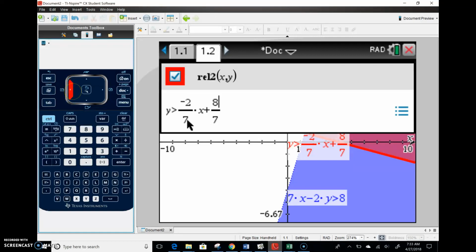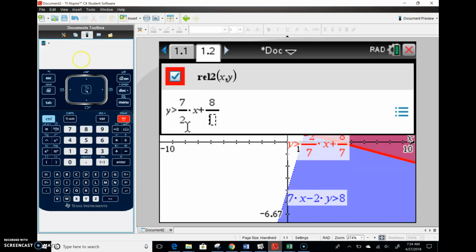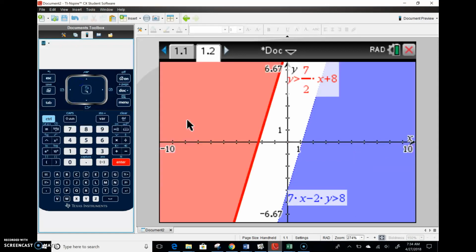So I'm going to do F. I'll delete the negative sign. This first top number is 7 over 2. X is the same, plus 8. That's not the same. Okay, let's try the next one.